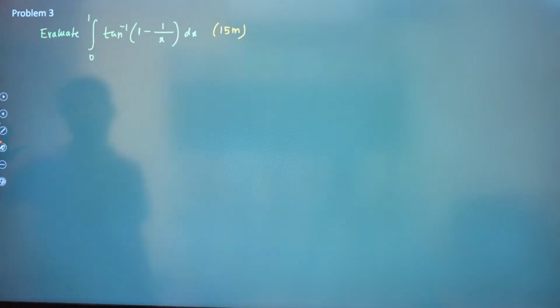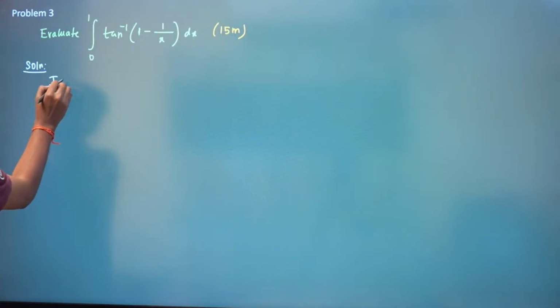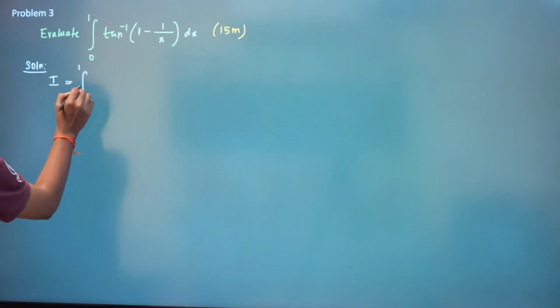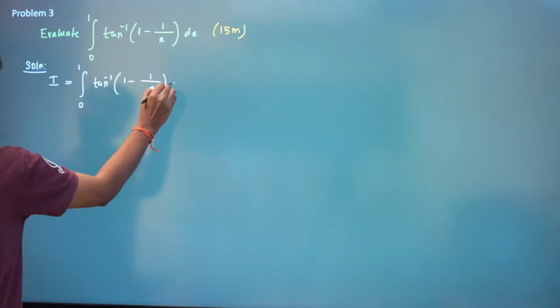So evaluate integration of 0 to 1 tan inverse of 1 minus 1 by x dx, which carries a 15 mark question. Again, very simple, definite integration question. So let us call the integral I to be equal to integration of 0 to 1 tan inverse of 1 minus 1 by x dx.